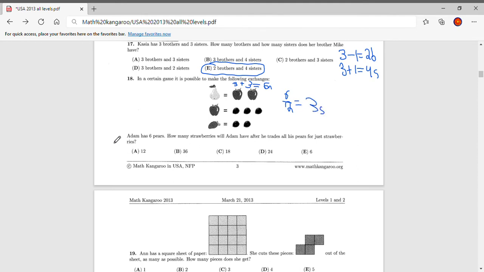So if Adam has 6 pears, we have to multiply 6 and 3 to get that Adam will have 18 strawberries after he trades 6 pears for all strawberries. So the answer for number 18 is C, which is ironic because it's question 18 and the answer is 18, but that doesn't really matter.